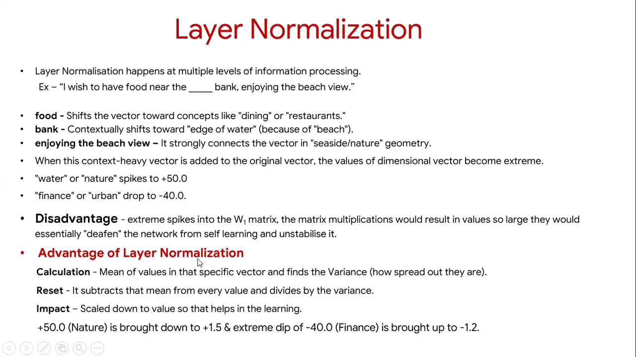How does layer normalization calculate this? First, it calculates the mean and finds the variance. Then it subtracts the mean from each value and divides it by the variance.